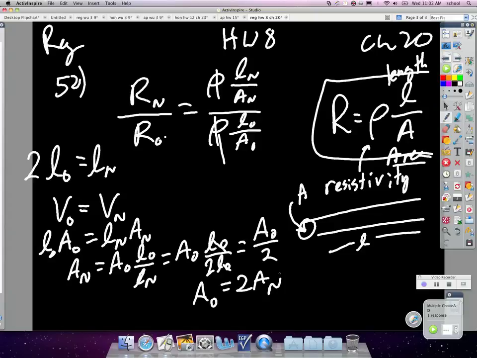So here, for Ln, I can put 2Lo, and I'll put everything in terms of o. So then An is Ao over 2. This is Lo over Ao. And then I can cancel this, I can cancel that, and figure out my ratio. So I think it's 4, right? No, look, it's 2 divided by 1/2. So it means Rn over Ro is equal to 4.